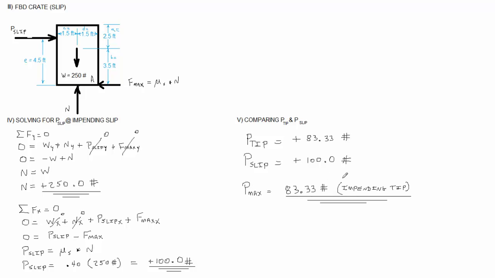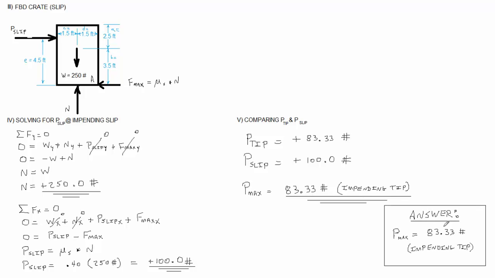Although the problem doesn't ask for it, I'm also including the information that at this value, at this amount of force, the object is just about to tip. So at the end of the problem, we put in that maximum force and the information about what it's about to do. This problem is very similar to the other impending condition. You basically solve for the two values independently and then you compare them, and whichever one is smaller is the one that's going to occur first in this case.